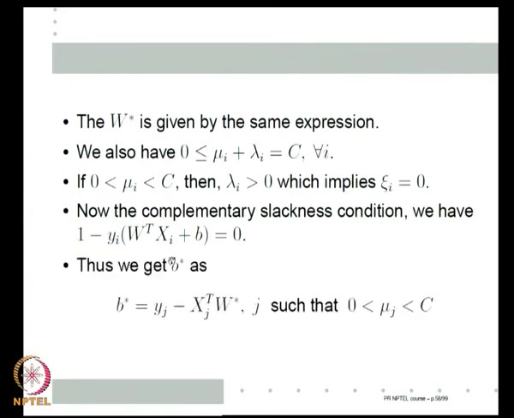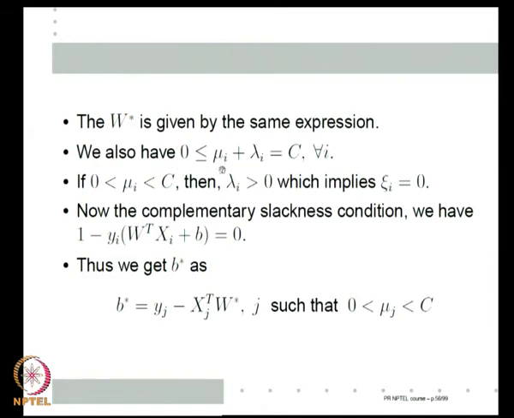Now, this immediately gives me, like earlier, my B star. Only thing is, instead of this formula being true for any mu that is strictly greater than 0, it is only for those mu which are strictly between 0 and C. So, now I can think of my support vectors that determine B to be the ones that are not stuck at 0 or C. See, earlier I had only mu I greater than 0; now I have mu I plus lambda equal to C, and lambda is also greater than or equal to 0, which means mu I is strictly between 0 and C anyway.